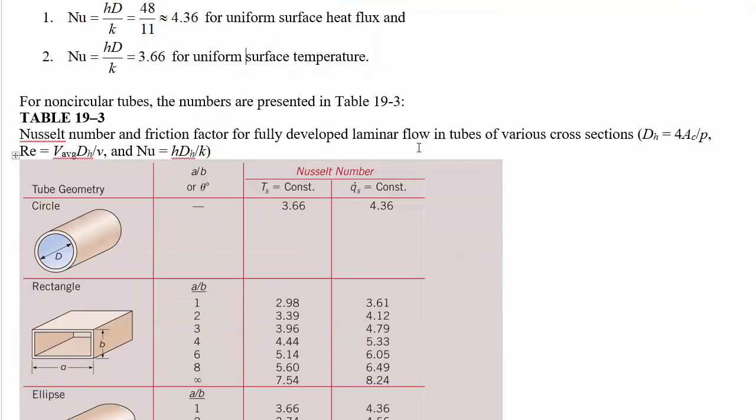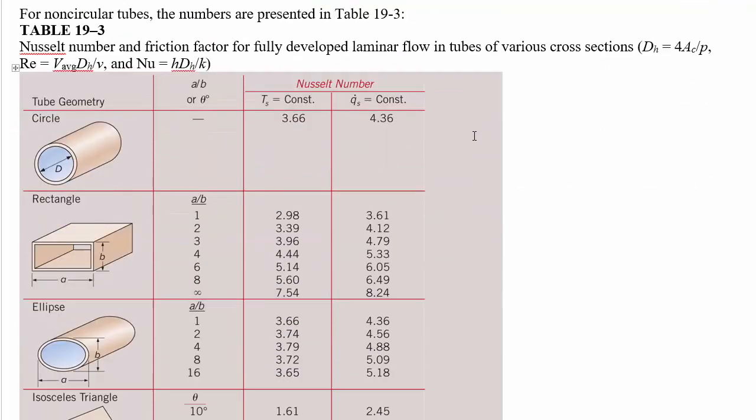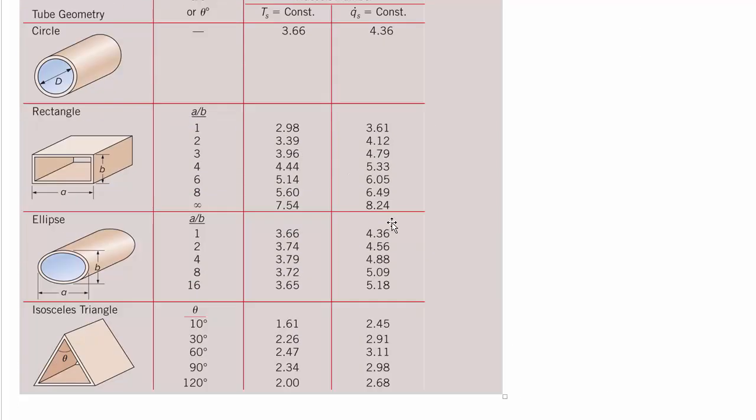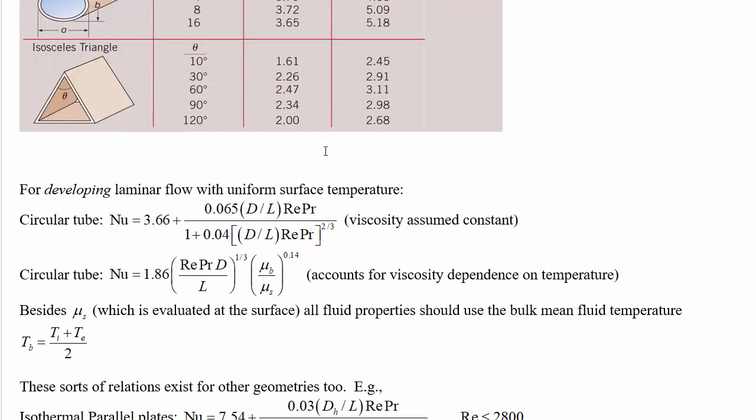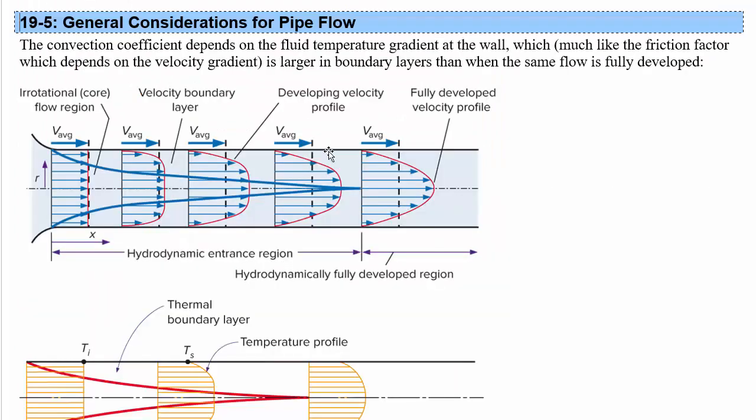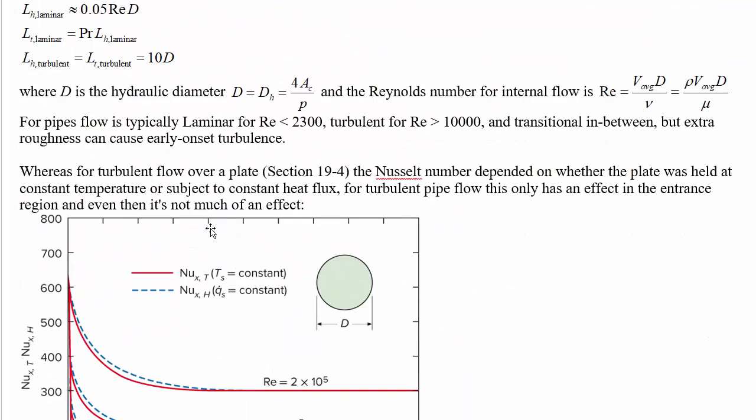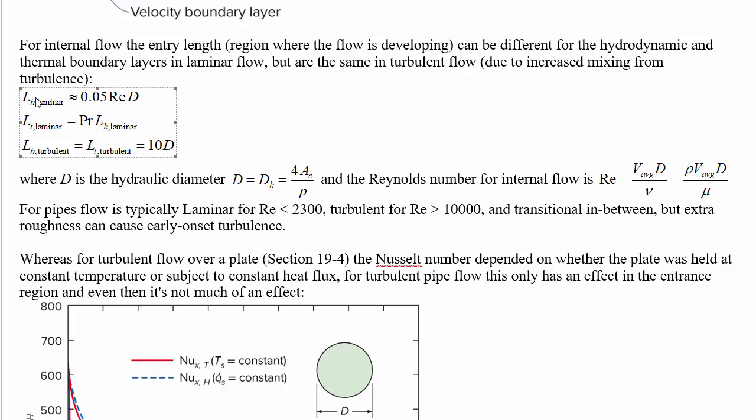If you have a non-circular tube, then you can check out table 19.3 to see a number of different surface temperature and surface heat flux Nusselt number situations. And for developing flow, there's a little bit more complicated formulas to use. What you would do is check the entrance length formula from earlier. Back up in 19.5, we had that the hydrodynamic entrance length in laminar flow was 0.05 Reynolds number times diameter, and then the thermal entrance length is the Prandtl number times the hydrodynamic one.